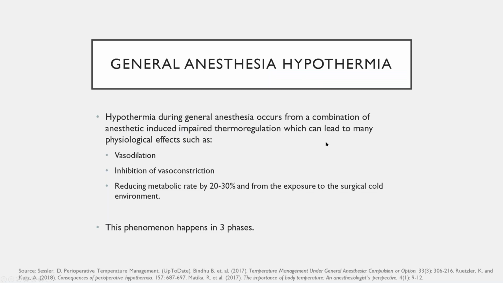So, hypothermia during general anesthesia is a combination of factors. Anesthesia is going to generally cause vasodilation. It's going to generally inhibit vasoconstriction, and it's going to reduce, generally speaking, the metabolic rate of the patient by at least 20 to 30% during the course of the case. And the phenomenon happens within 3 phases.